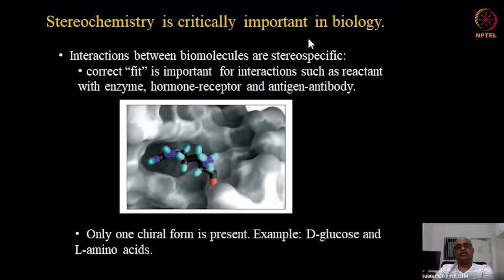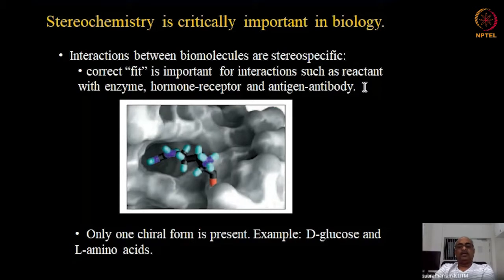It's very, very important. Interactions between biomolecules are stereospecific. Like if R fits, S will not. If S fits, R will not. So correct fit is important for reactions.